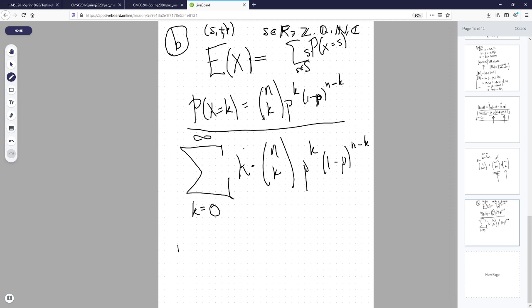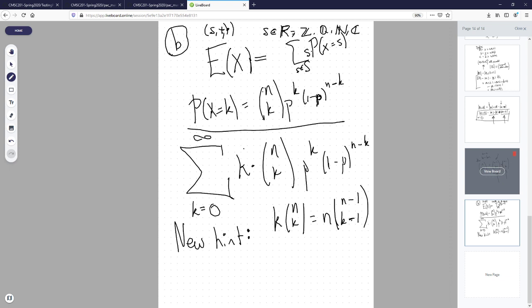Okay, here's my new hint. And maybe I'll even add this to the PDF, because this is definitely a new hint. The new hint is that k choose n, k times n choose k is equal to n times, and I'll have to check myself on this. I think this is right. Actually, I'm not sure if the derivative has anything to do with it. Though I was pretty sure I figured that out.